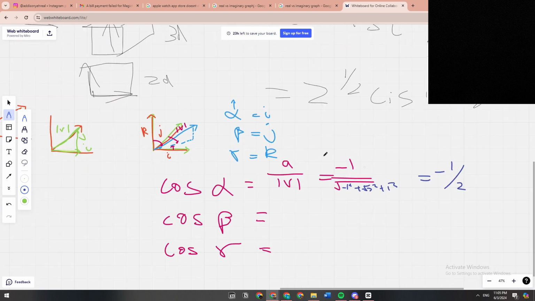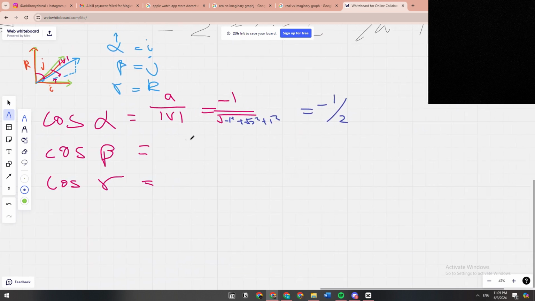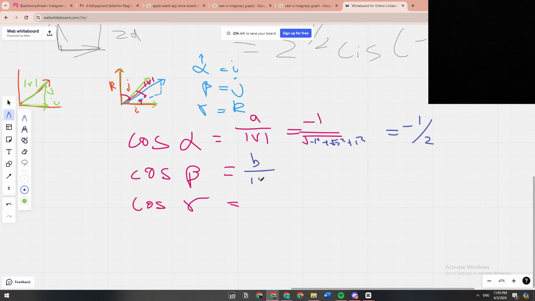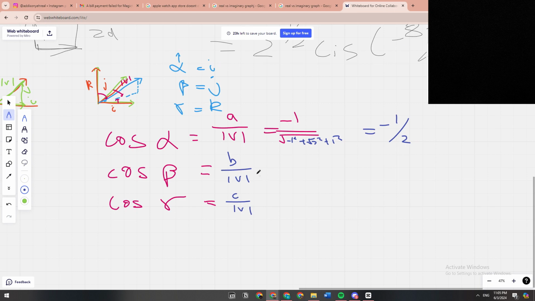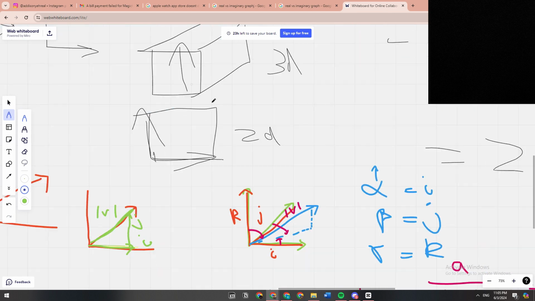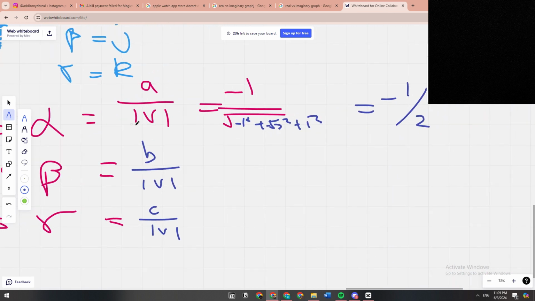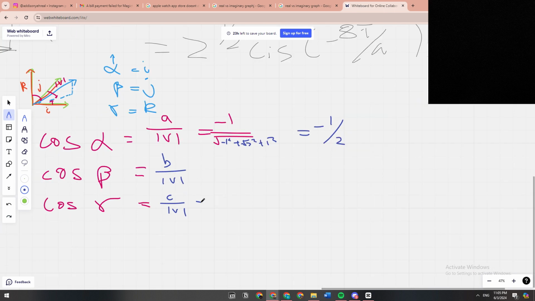Now I'm about to show you how to find everything else, which is pretty straightforward. I'm not going to go into it all because I still have so much more to study. Cos beta is just negative root 2 over 2, because we just found out the magnitude of v is 2, and the same thing for gamma, it's equal to 1 over 2.